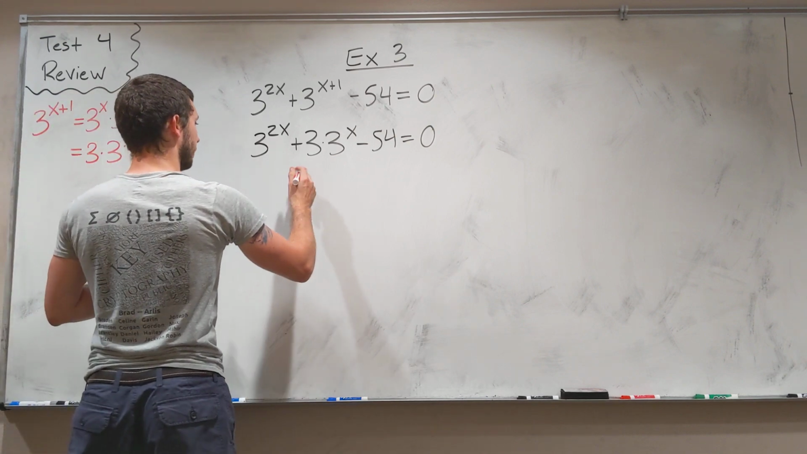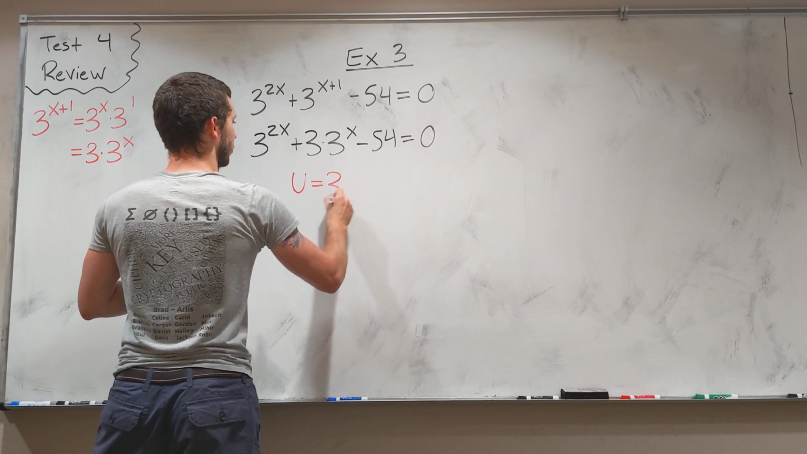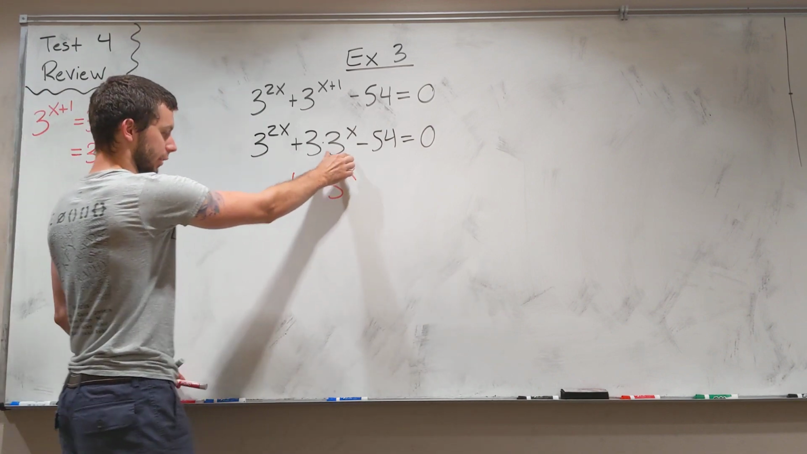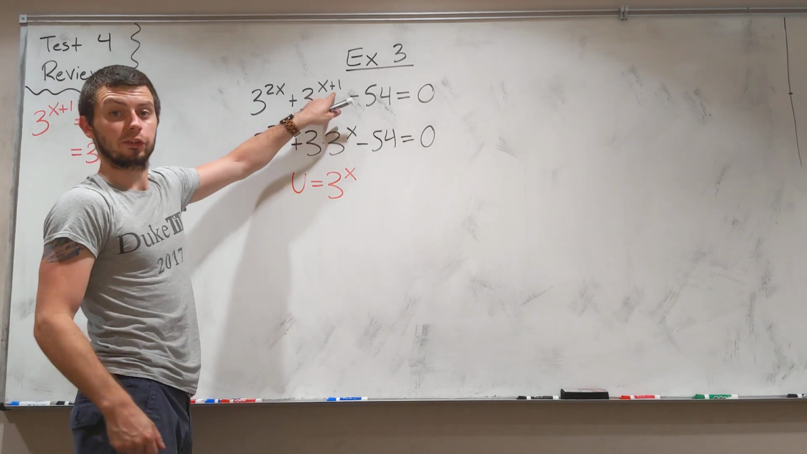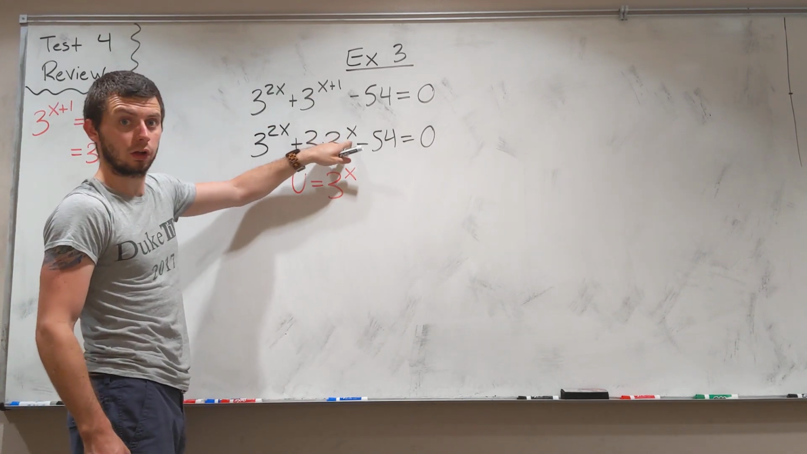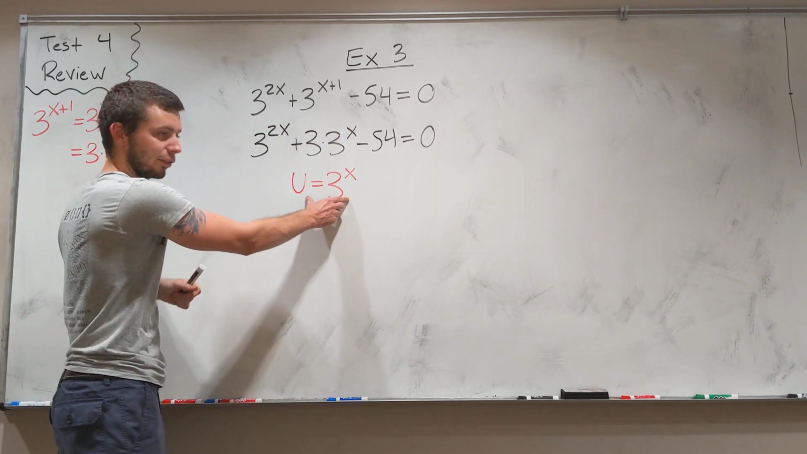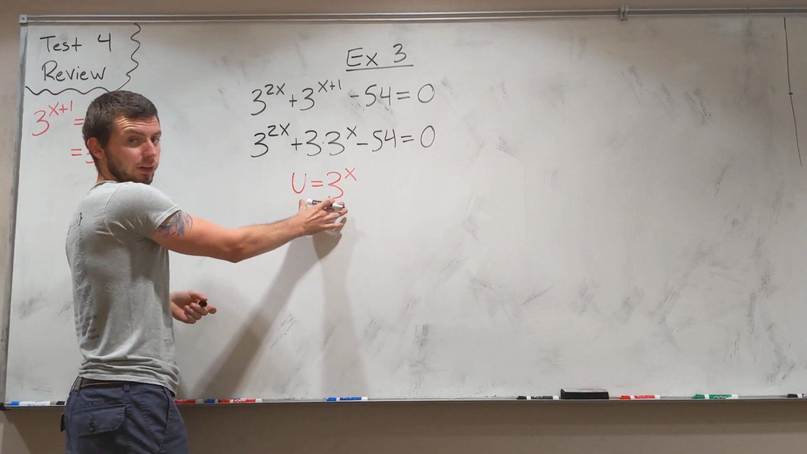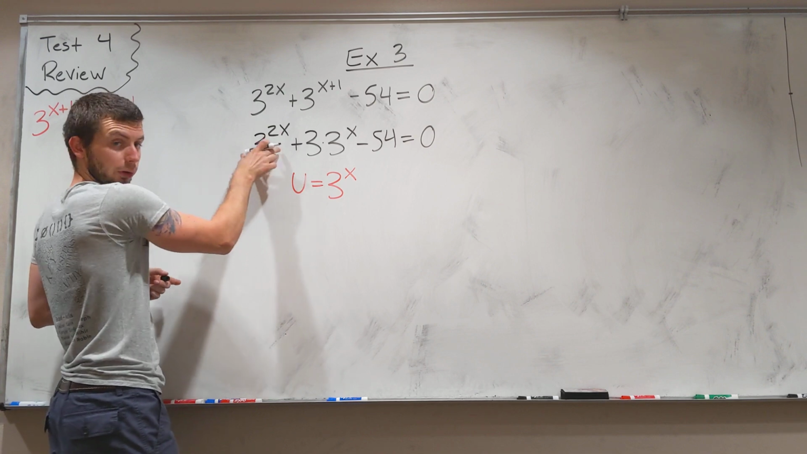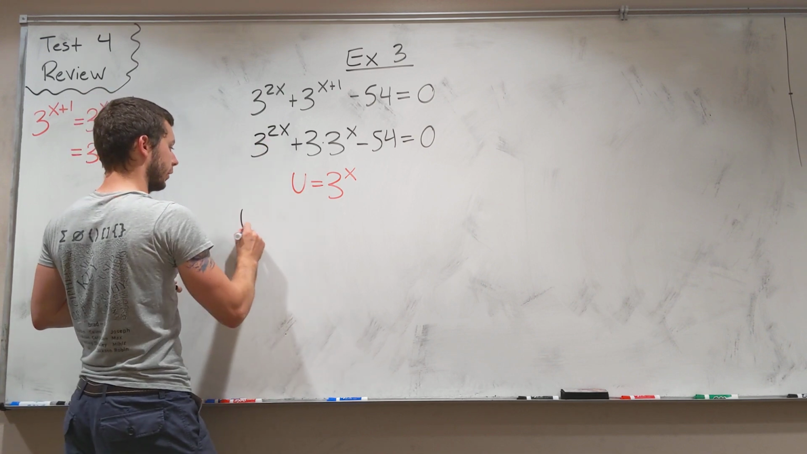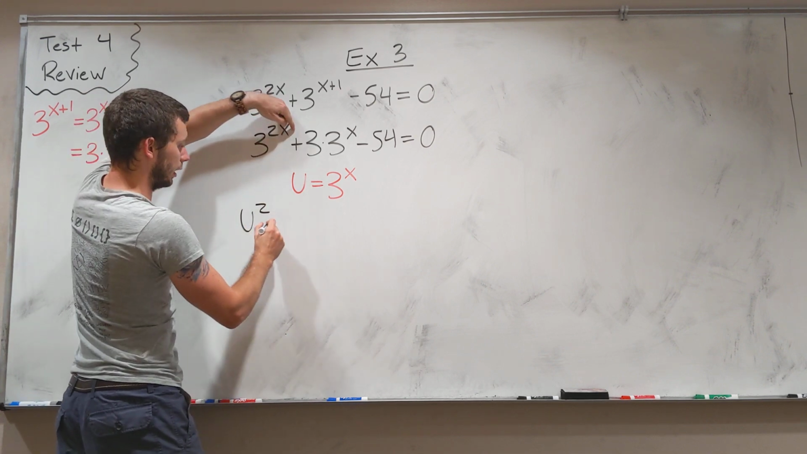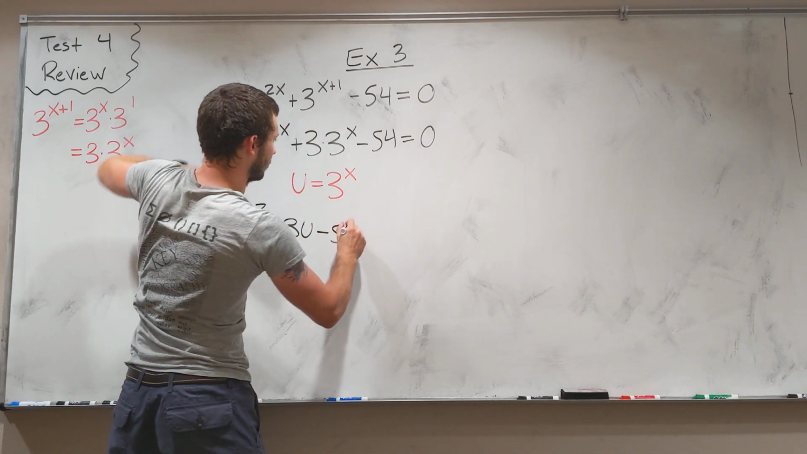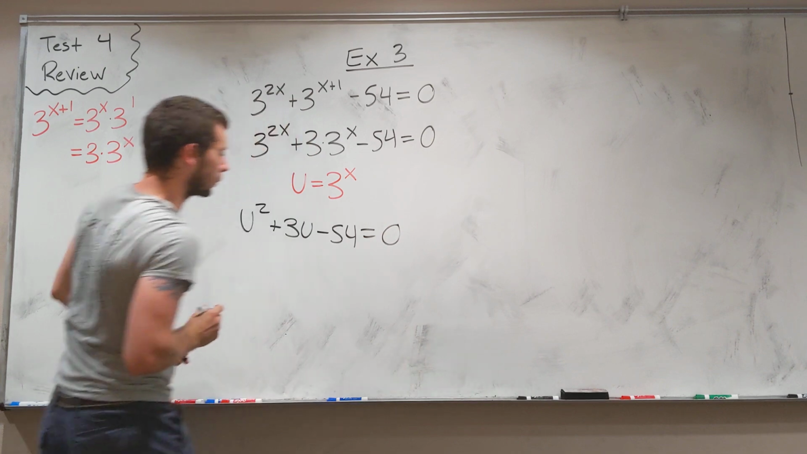In particular, u is equal to 3 to the x. This will be our substitution, and it works out perfectly because there's no plus 1 in the exponent to throw things off. Now it's just 3 to the x, and that's exactly what we declare. So by virtue of this declaration, this term here becomes u squared plus 3u minus 54 is equal to 0.